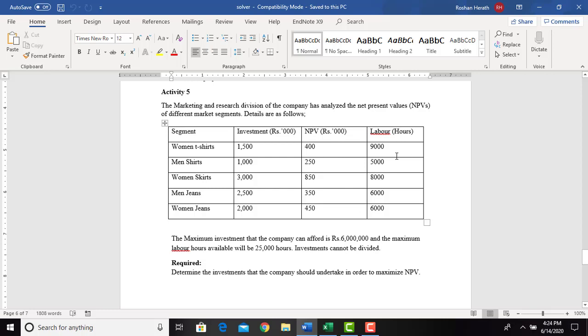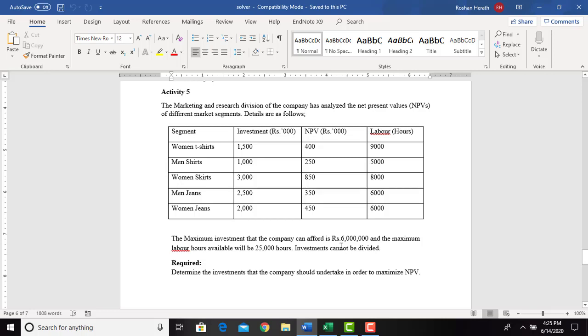Even the labor requirement for each of these projects has been identified. If you are to implement the women's t-shirt, you require 9,000 labor hours. If you are to implement the men's shirt, it would take 5,000 labor hours. Likewise, you have identified the things. Then it says the maximum investment that the company can afford is 6 million.